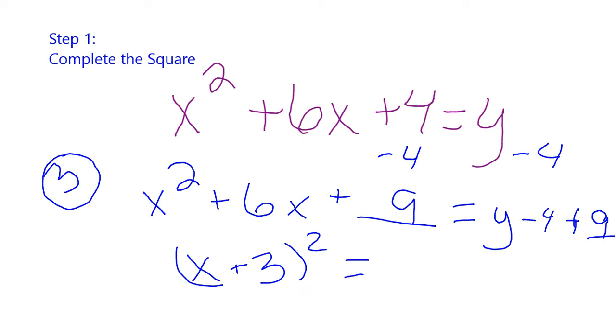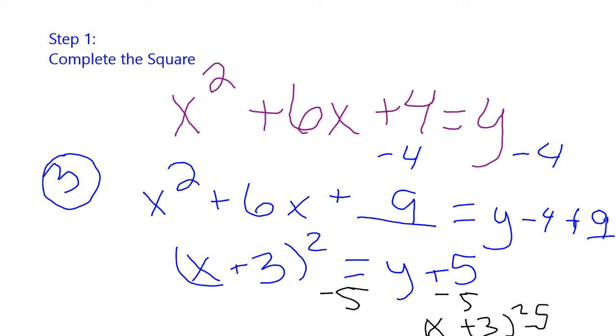Now we need to simplify the right-hand side. We're going to have y. Negative 4 plus 9 is a positive 5. Now I need to get y by itself. So to do that, we subtract 5 from both sides. You cannot subtract the 5 from the 3 because that changes the value of the left-hand side. So what we end up having is x plus 3 quantity squared minus 5 equals y.